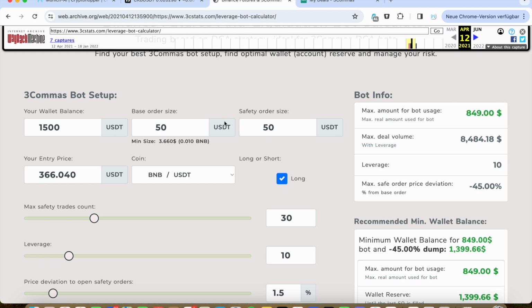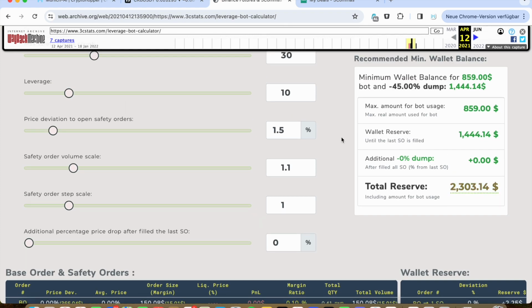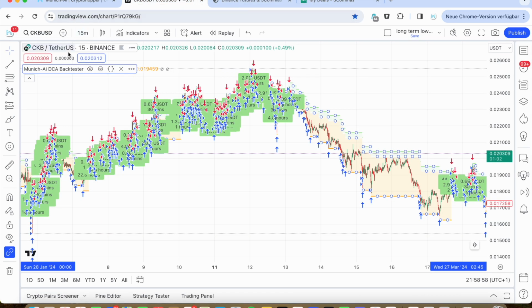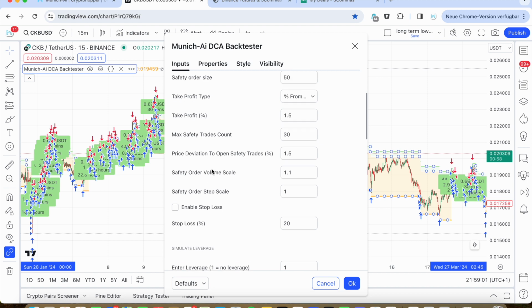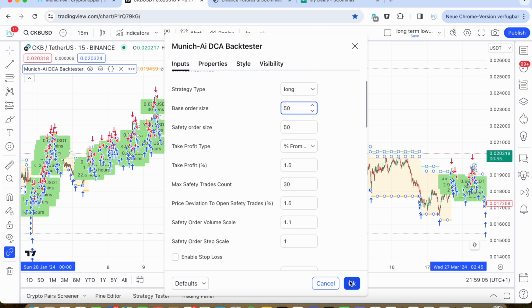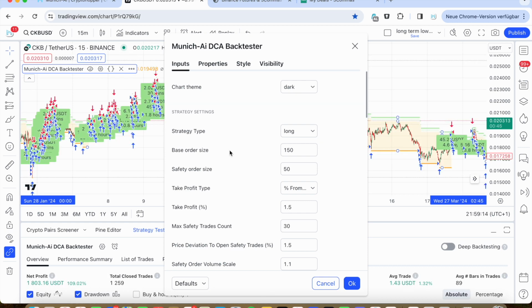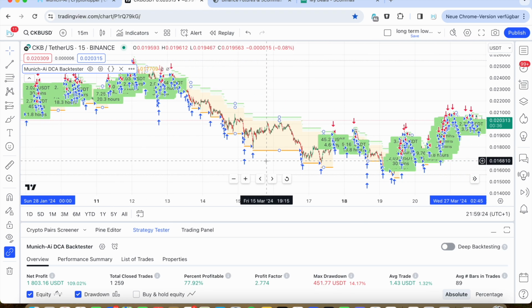What's also possible, if we lower the volume scale quite hard, is that you can also increase the base order to 150, for example, because in the end the total reserve will not go so high. If we have an uptrend, you're making more profits on the first base order. So let's check right now, we are at roughly 78%. But if I increase this to 150, on a good coin, of course, you get 30% more profits, and you don't need much more investment. Okay, that's just one idea.